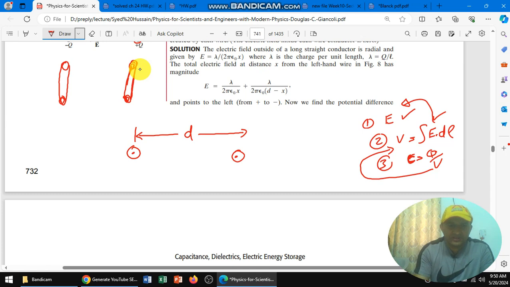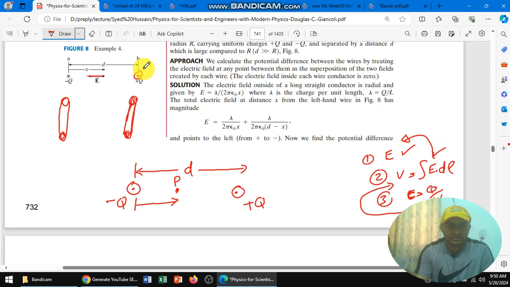We use the concept that we know the formula of the electric field intensity at a distance x from any one of the plates. Suppose on the left plate we have negative charge stored, and on the right plate we have positive charge stored. Suppose this is an arbitrary point P. This distance is x from the plate minus Q. Then the distance between plus Q and the point P is the total distance D minus x.